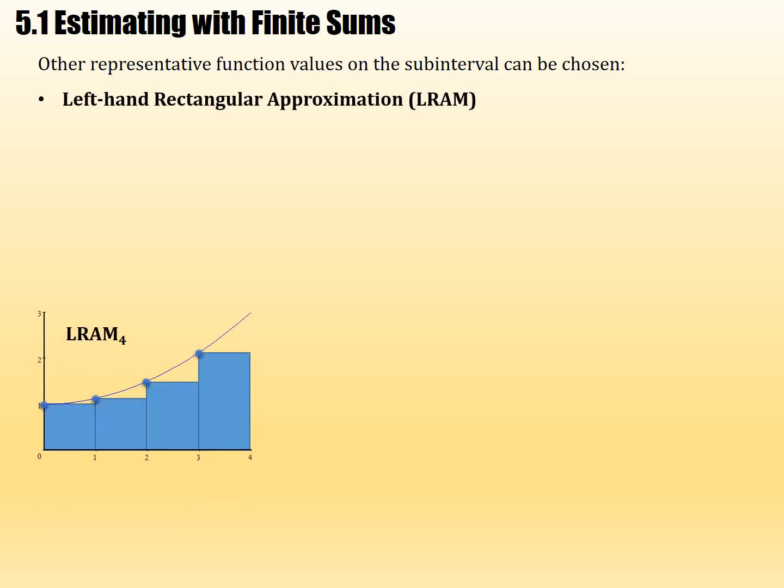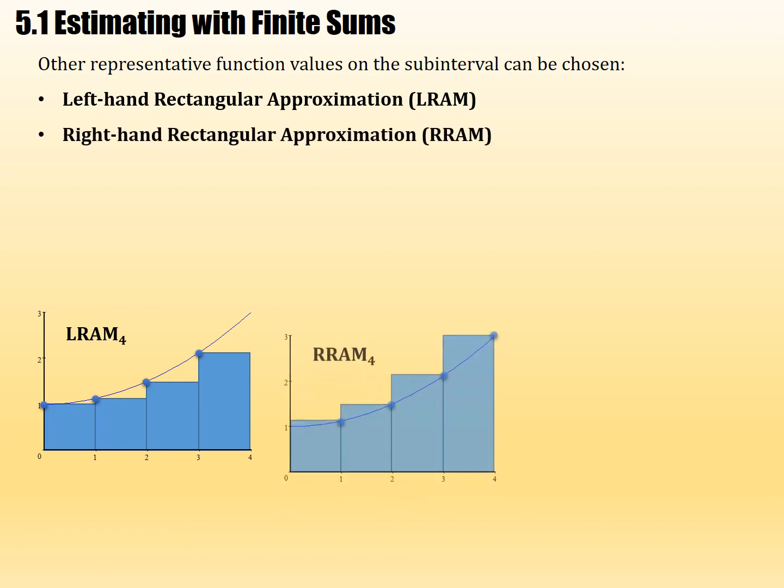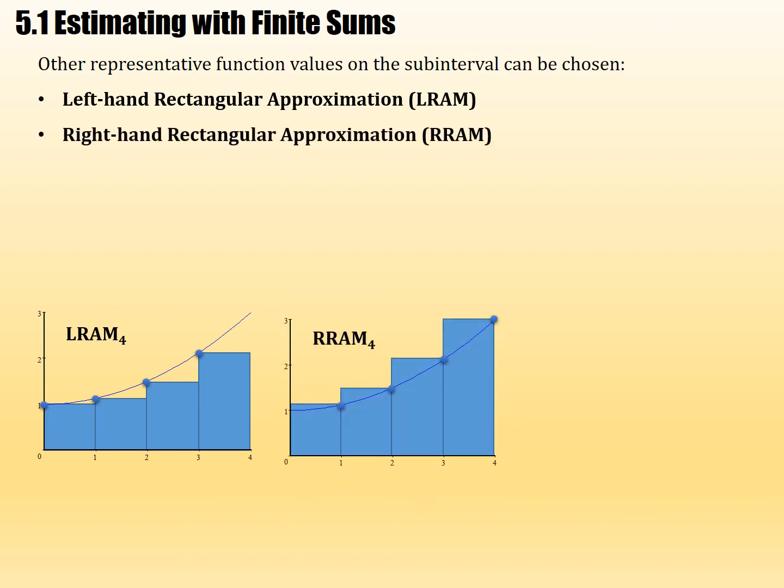Just because I have chosen to use the left-hand rectangular method for the previous examples doesn't mean there aren't others. If there's a left hand, there's got to be a right hand. So note in these two examples that this is our same velocity function, that when I use the right endpoint to make the height of each rectangle, because of the behavior of the function, the rectangles are above the function. So this estimate will be too high.